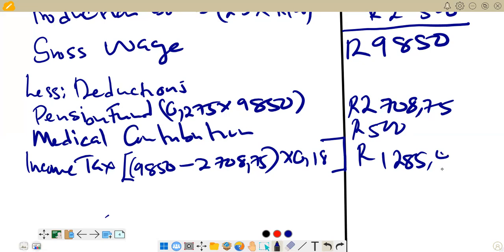1,285.43 to 2 decimal places, rounding up to 2 decimal places. So this is what we have. Then obviously we have got another one that is there, the deduction. We go back then again.